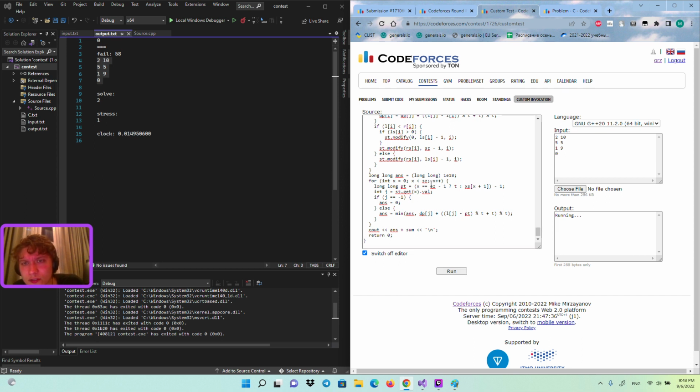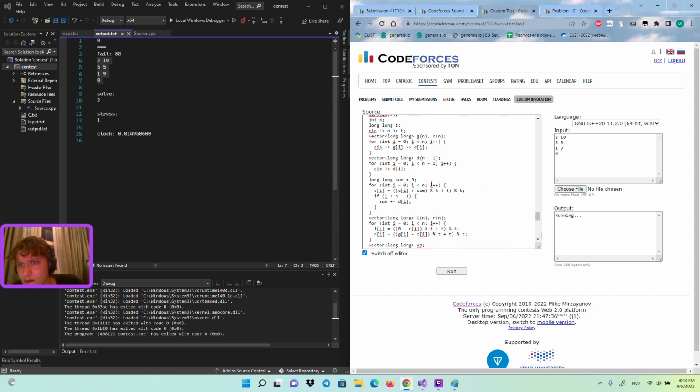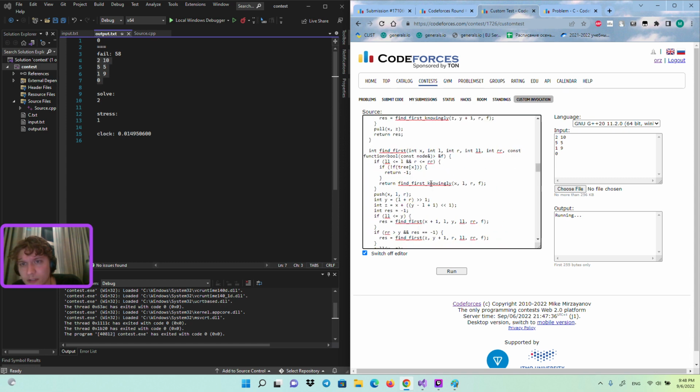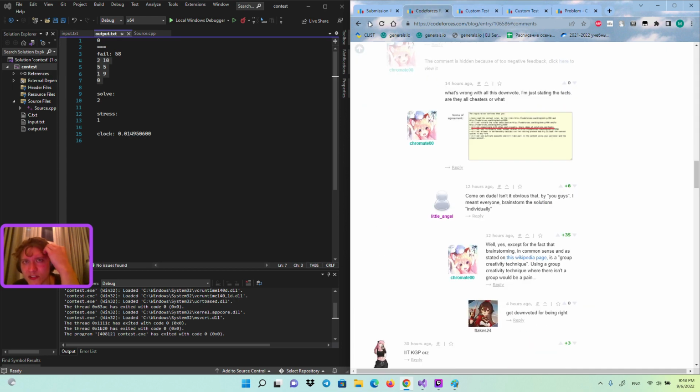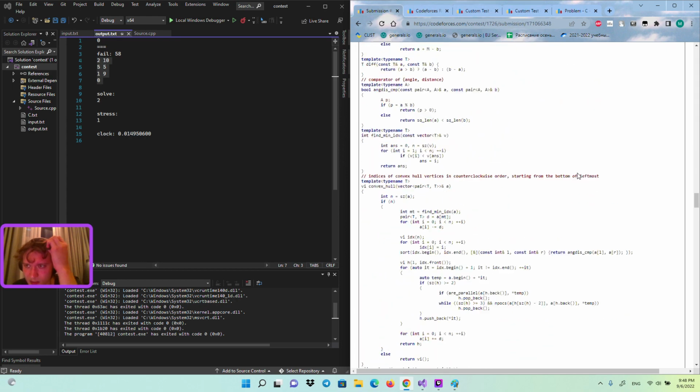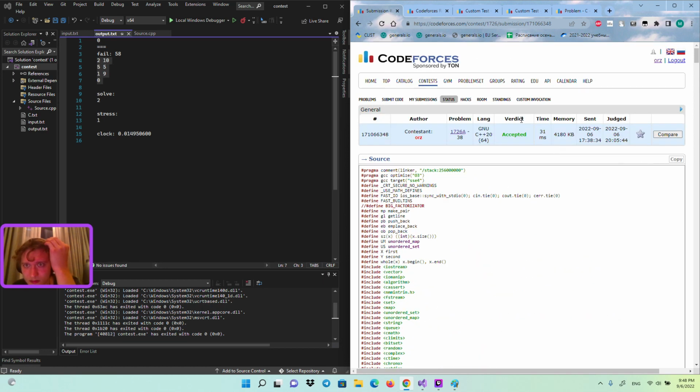Why isn't tourist solution outputting anything? What's happening? Again? Sorry, what? The solution just ignores our input. Okay, let's try someone else.